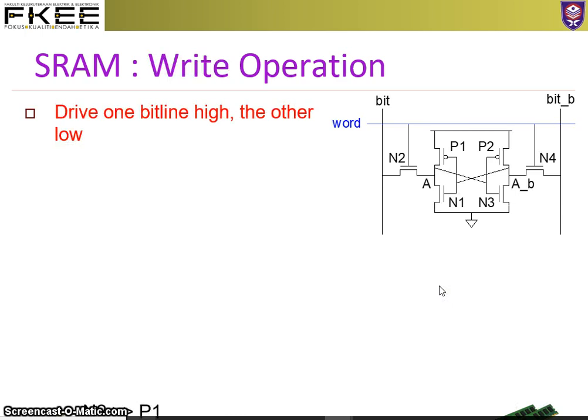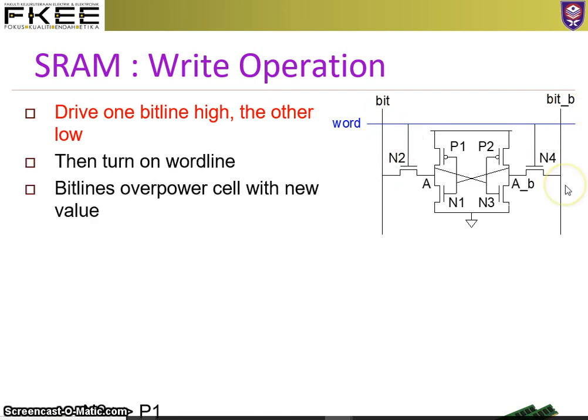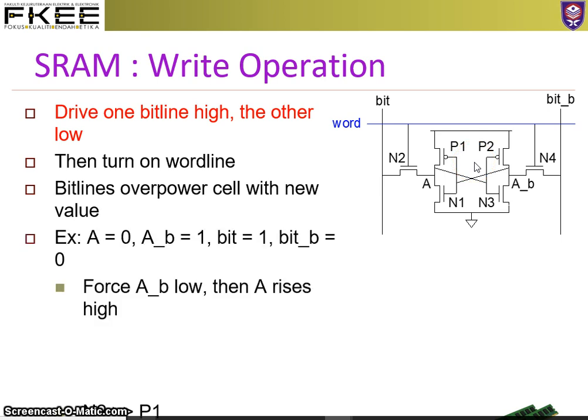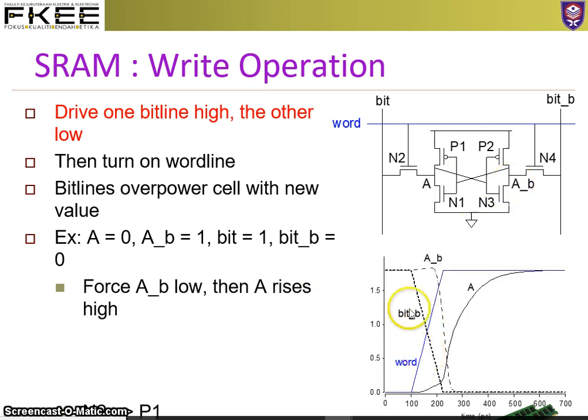And for the write operation, bit and bit bar will have different values. This is high and this is low. Then only you turn on the word line, and with that you can write the data into the cell. This is an example of A equals 0. A is over here, A bar is here because this is an inverter. So if it is 1, this will be 0. And this is the timing diagram of that operation.